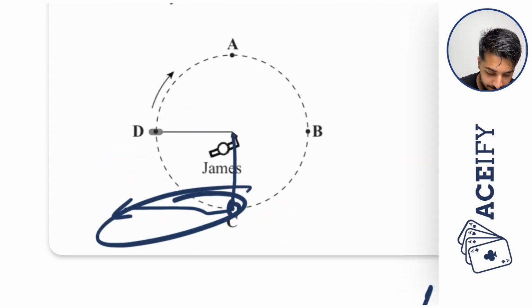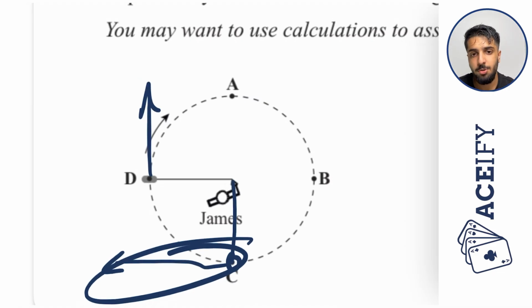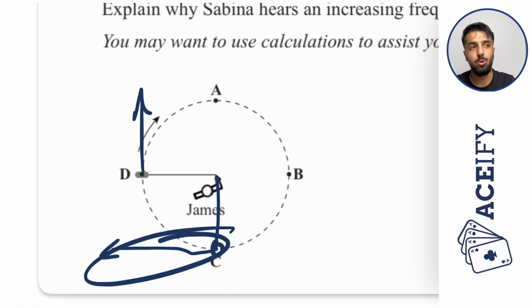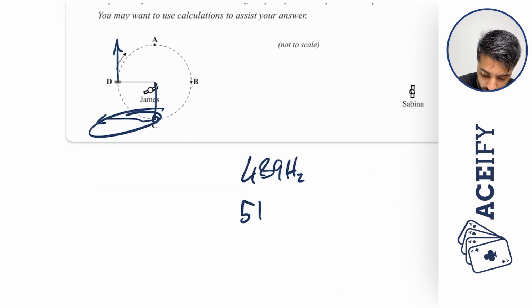At point B, the velocity is pointing in this direction right here, and so the buzzer is neither moving away or towards Sabina. And so at this point, Sabina will hear the actual frequency because the Doppler effect is all about relative velocity, and the velocity in this case is not facing towards or facing away. And so it's just the true frequency, which is given to us as 512 Hz.